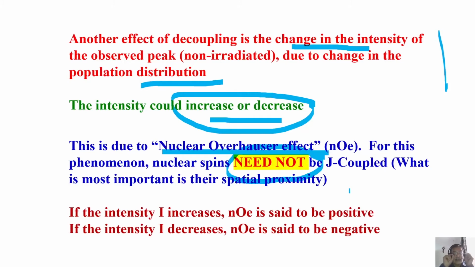I can send a second radio frequency, weak RF power, at the site of one of the nuclei and see the effect on the other nucleus. There can be a change in the intensity of this. It can go up or come down. Incidentally, these 2 spins need not be J-coupled. They can be just close in space. That's enough.